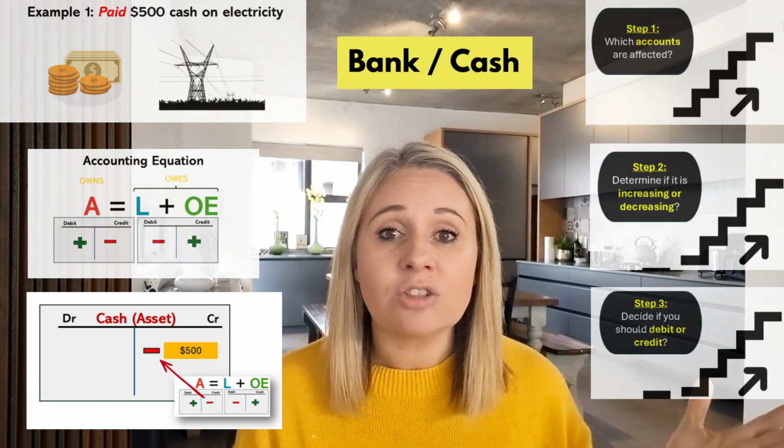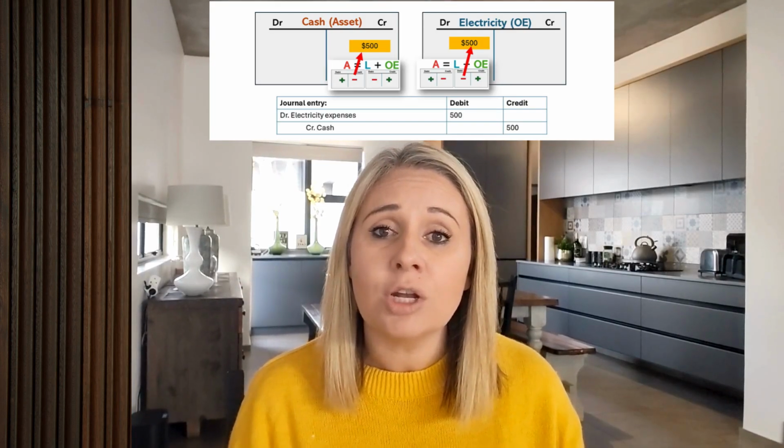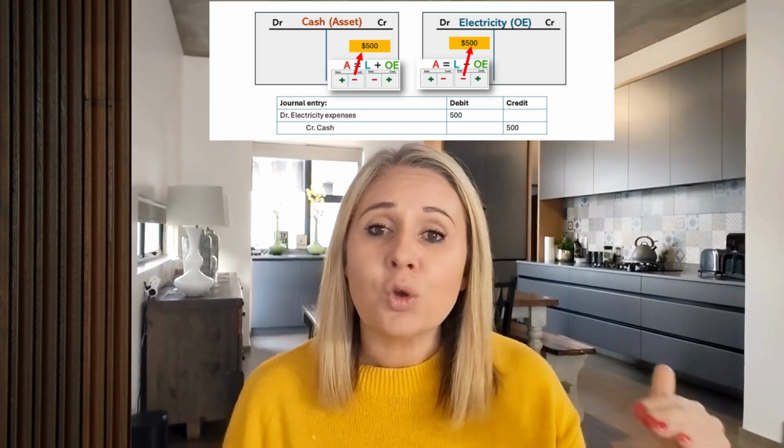And there we have the whole transaction. Electricity expenses will be debited with $500. The bank account will be credited with $500. How did we decide what to do? We followed our three-step approach, but remember, whenever it comes to income and expense items, we always have to decide how to debit or credit them by looking at them through the lens of owner's equity, because they are actually owner's equity items. They influence how much money is due to the owner's equity. All right, so that's the first example.